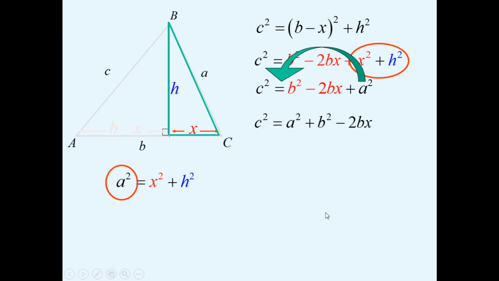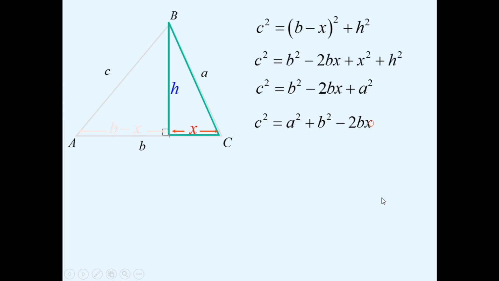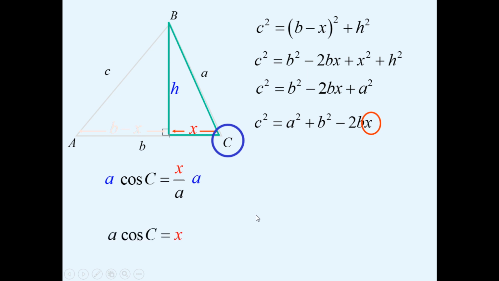From here, we just want to rewrite it: c squared equals a squared plus b squared minus 2bx. Now you want to find out what x is in terms of the other variables. Cosine of capital C equals x over a, since cosine is adjacent over hypotenuse of this right triangle. Then cross multiply, so we have a cosine C equals x. Again, by substitution, x can be replaced by a cosine capital C.